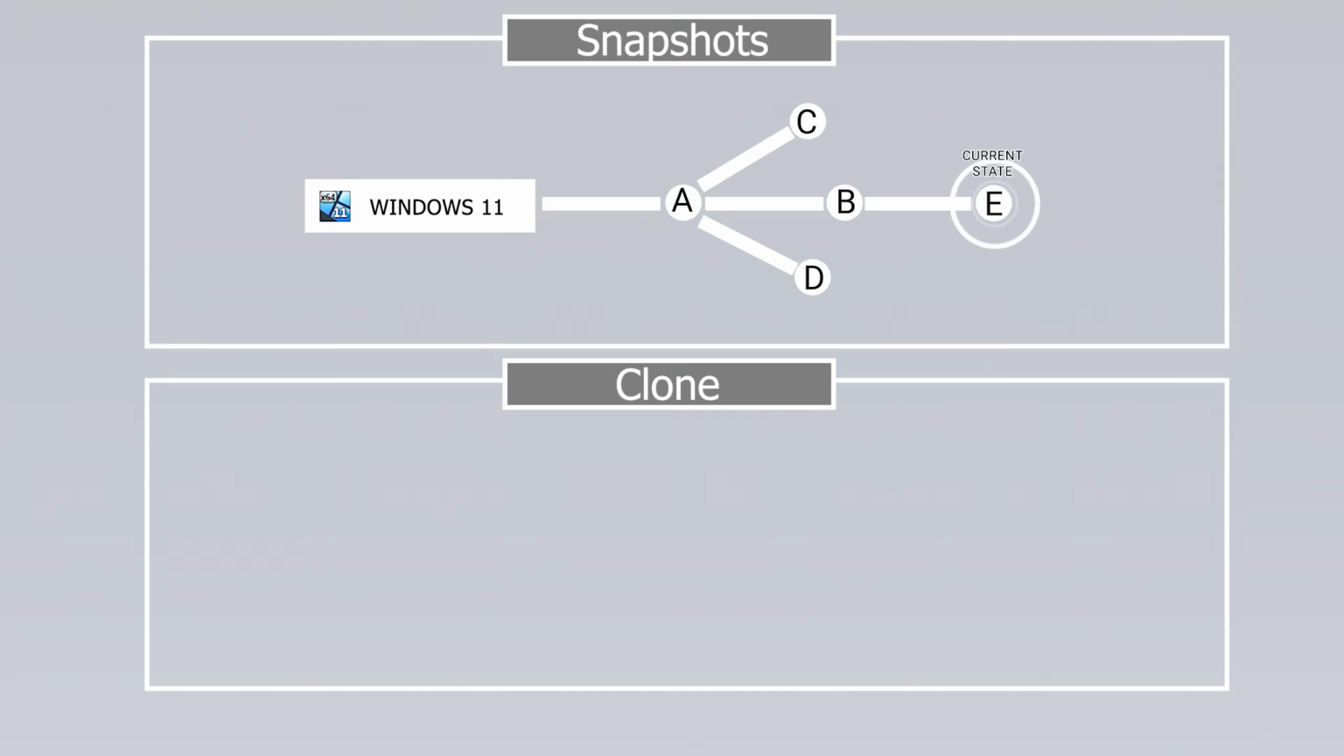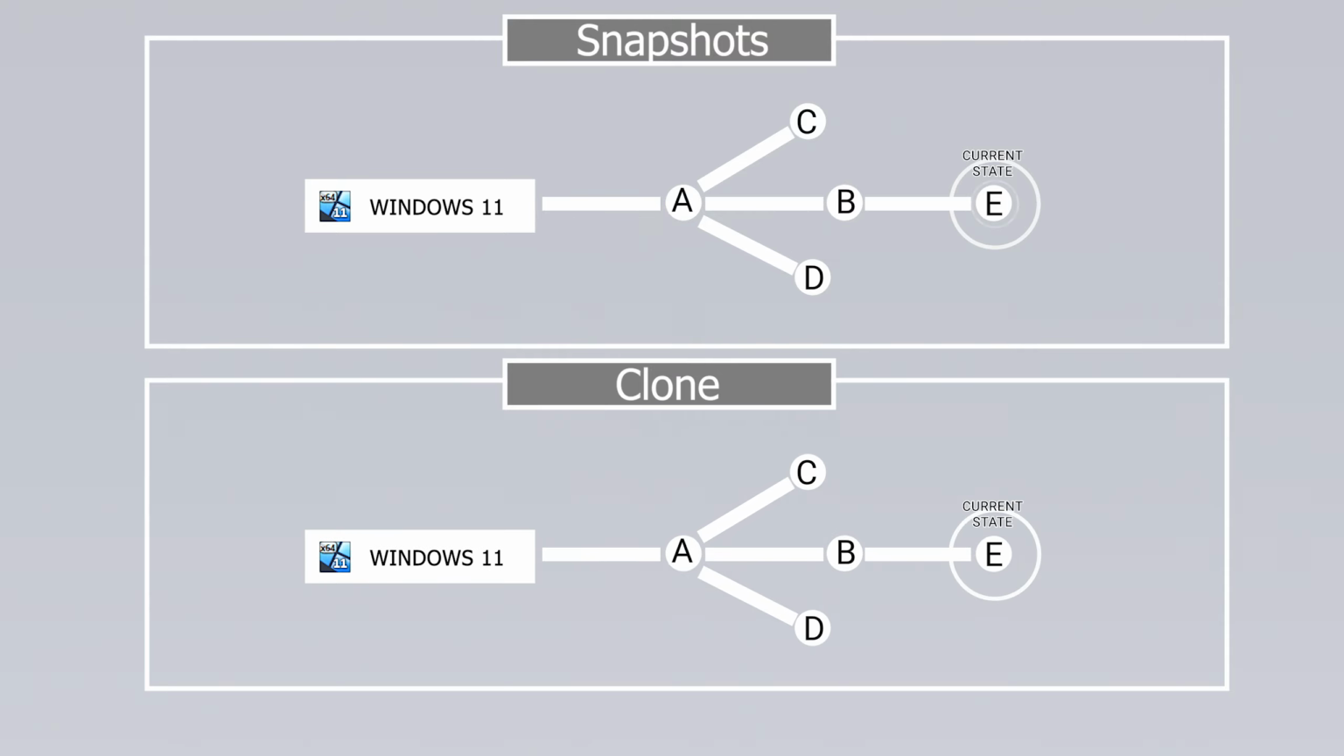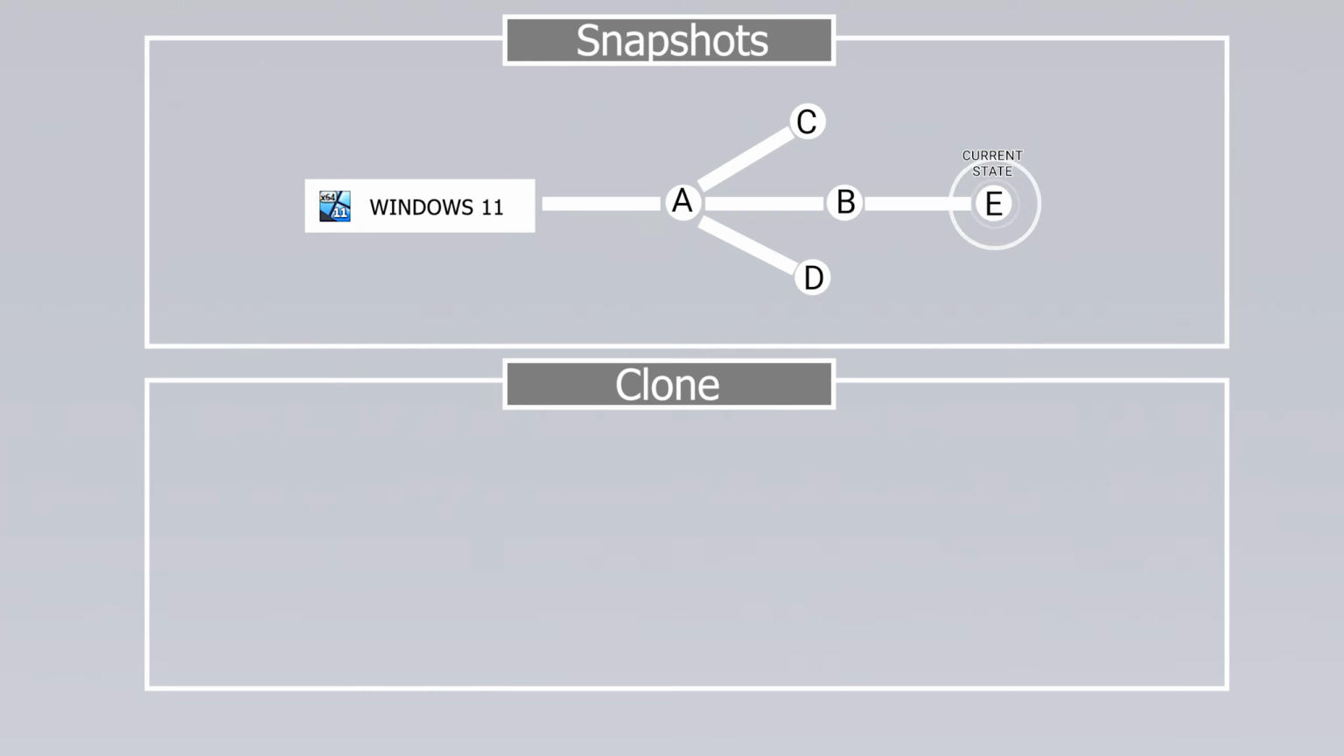If you choose to clone the machine with its snapshots, the entire tree structure, including all snapshots, will be transferred to the new virtual machine. If snapshots are not included in the cloning process, the machine in its current state, e.g. E state, will be cloned. In this case, snapshots such as A, B, C, or D will not be accessible in the cloned machine.